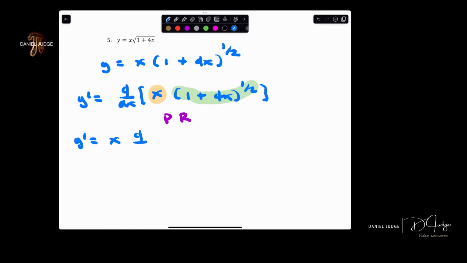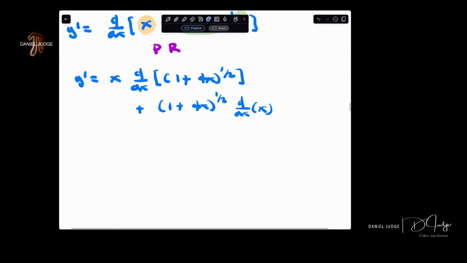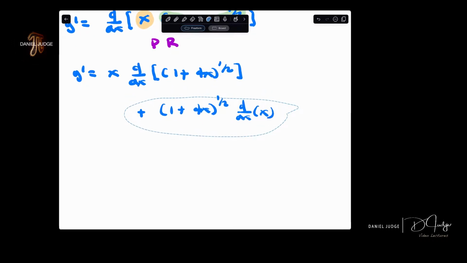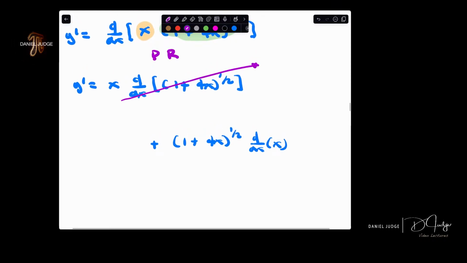Pull out the first function, differentiate the second function. Plus the second function, and differentiate the first function. Now, here, we're going to use, again, power rule with chain rule. And maybe I should say we're going to put that derivative, since we need some space maybe, down here.